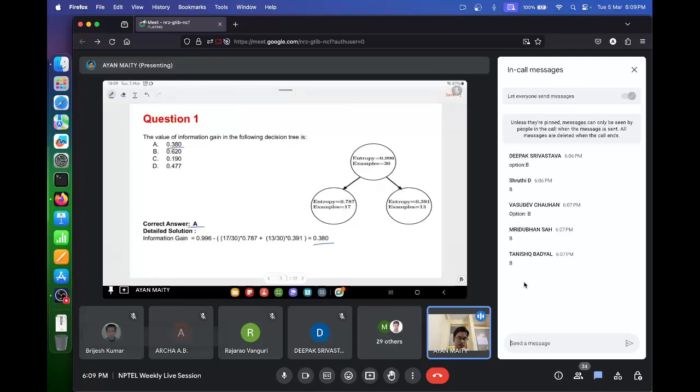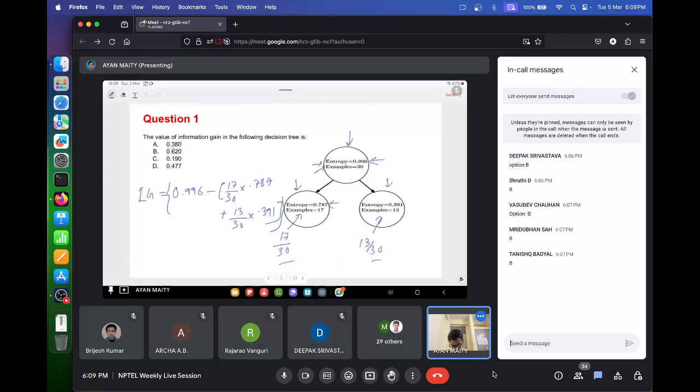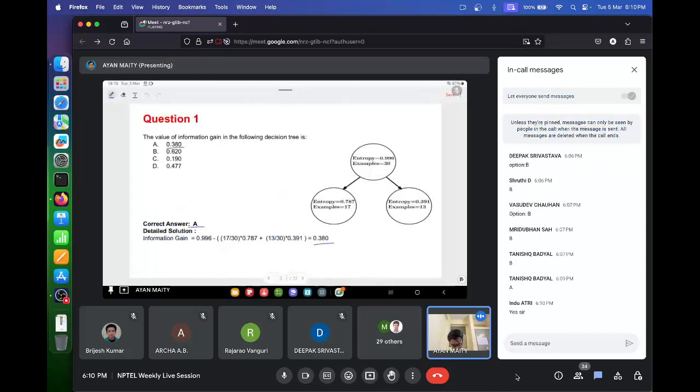Most of the answers in the chat were option B. I'm not sure how exactly all of you were calculating it, but is this answer understandable, how I'm calculating this information gain? Okay, if there are no doubts in this question, we can move on to the next question.